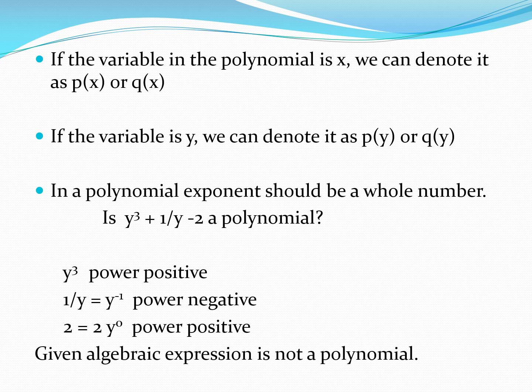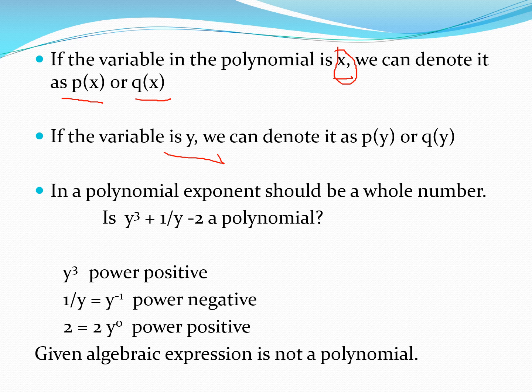Now next point is, if the variable in the polynomial is x, we can denote it as p(x) or q(x). Whenever we have to write the value of any polynomial, we will write it as p(x) or q(x), and it depends on the variable in the polynomial. If the variable is x, we can write it as p(x). If the variable is y, we can denote it as p(y).